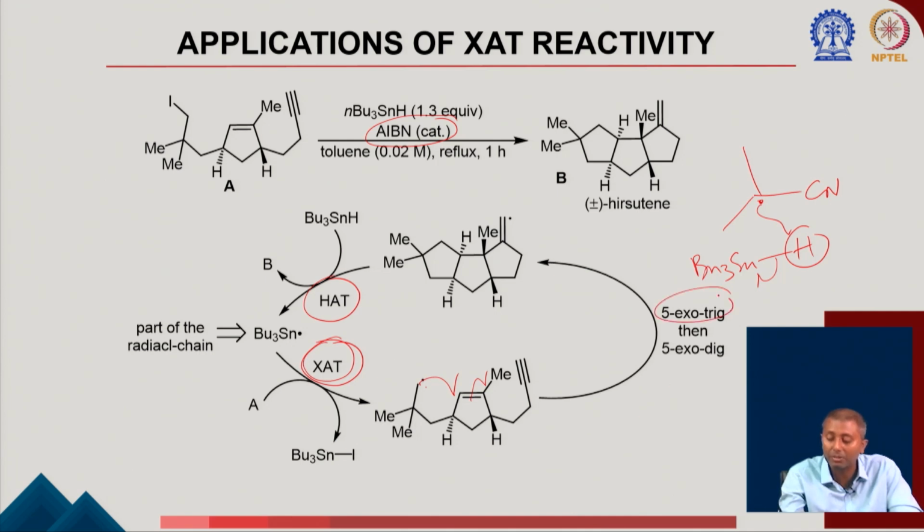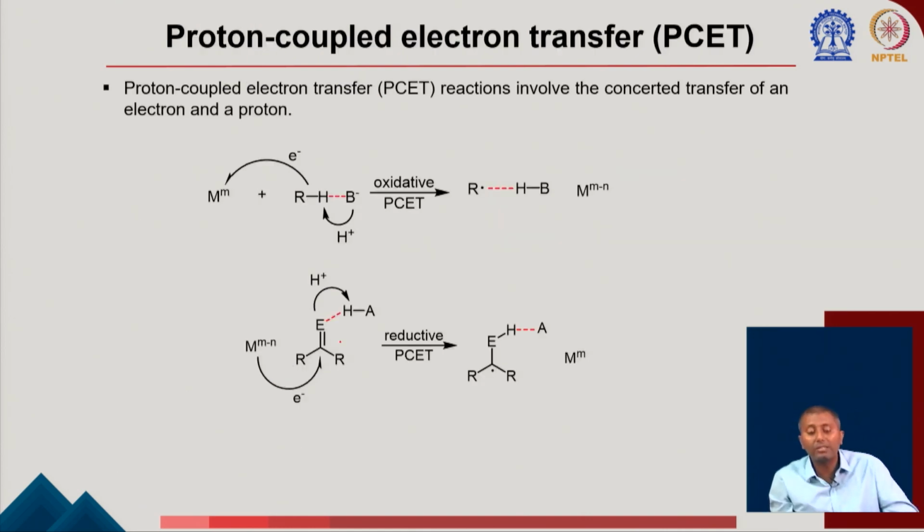So there is a 5-exo and 5-exo to end up here, which can finally go for a... So you can see I already talked about the vinyl radical is a more reactive radical, so it will go for immediate hydrogen transfer to get to the product. So that is all about that. I think we can also practice some more reactions during the assignment.